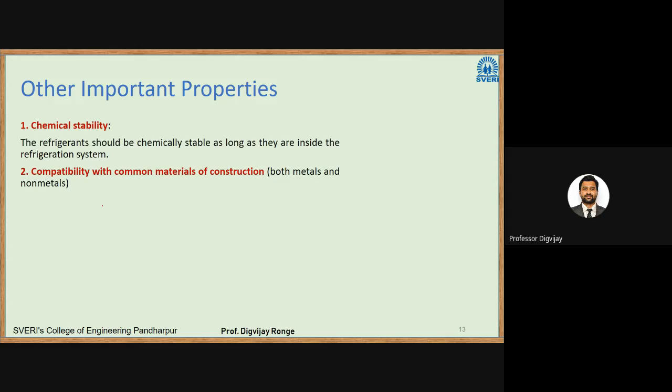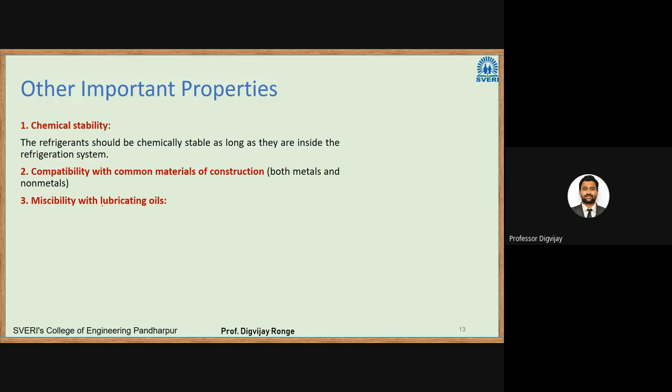Second is compatibility with common materials of construction, both metals and non-metals. That means if I'm using a refrigerant, it should not react with the pipes in which it is flowing. There is the case of ammonia. If I'm using ammonia for refrigeration, ammonia reacts with copper tubes. So if I'm using copper tubes, I cannot use ammonia, or if I want to use ammonia, I cannot use copper tubes. That care has to be taken. The refrigerant should not react with whatever metals or non-metals are inside your system.